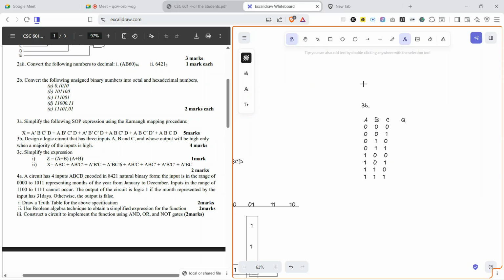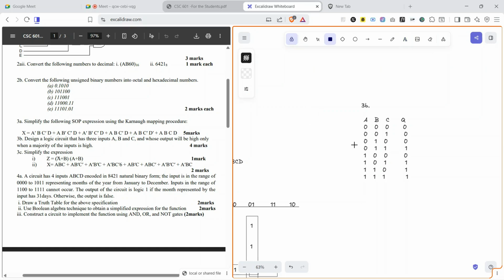Assuming it's a two input system, it would only be when either part is high. But because we are considering three, and we are told the majority, this will be zero, because it's only one part that is high, not two. This will be one because we have two that are high. This would be zero. This would be one. This would be one. And then this would be one. So now we have these parts.